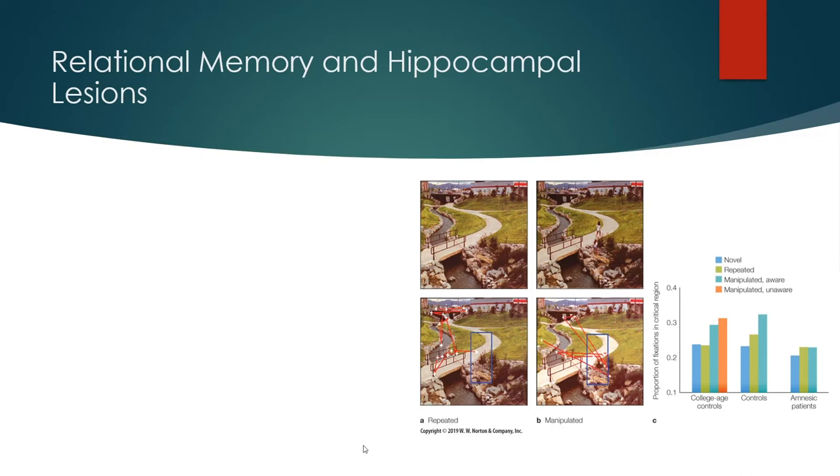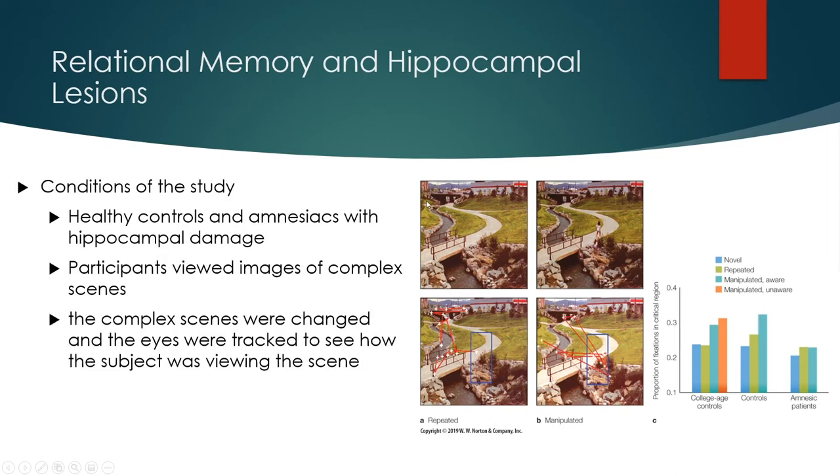This is looking at some lesion patients and their inability to make relations between different objects and different locations in space and things like that. So they were doing eye tracking for this study. They showed images of complex scenes to participants, and looked at where their eyes were looking in the scene. That's what these dots here indicate. This is where they were fixating at any given point, and it shows how they searched the scene, right? And so they would show this scene.